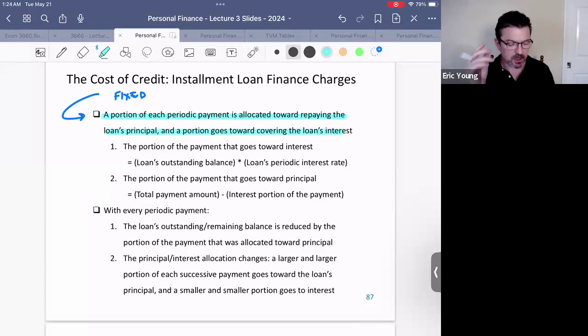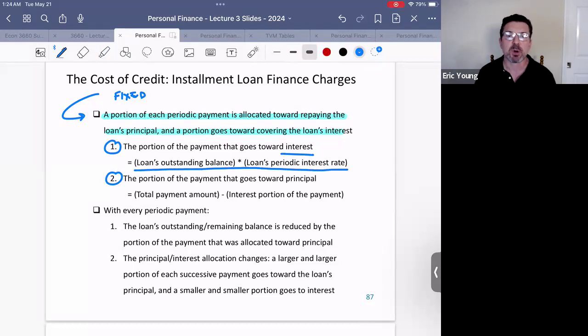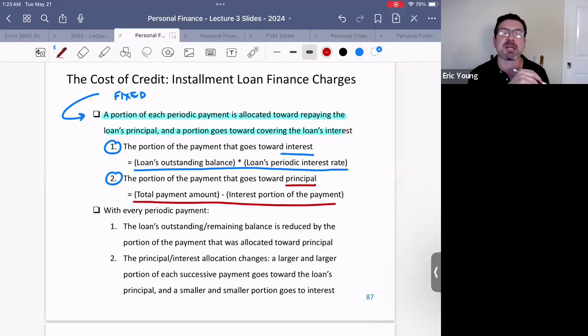So let's say hypothetically you have a loan and you're paying $300 monthly payments on it. Every month, you're going to send in $300. Easy. Every month, a piece of that 300 will go toward the principal and a piece will go toward the interest. Here's the formulas that tell us how it happens. The portion that goes toward interest is equal to the loan's outstanding balance multiplied by the periodic interest rate. And then the amount that goes toward principal is going to be equal to the total amount paid minus the interest portion. So that's how it's going to work.